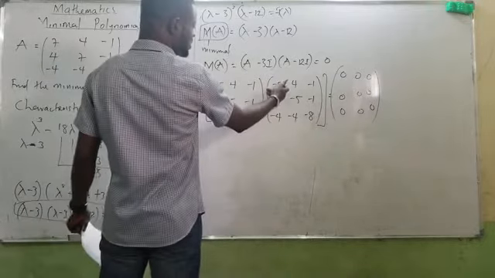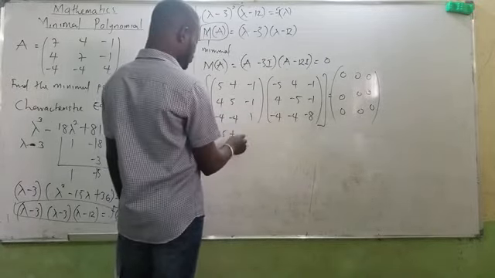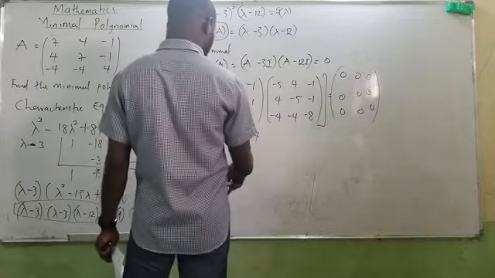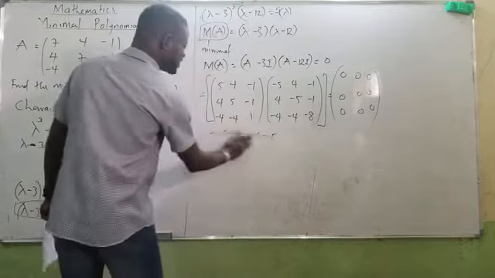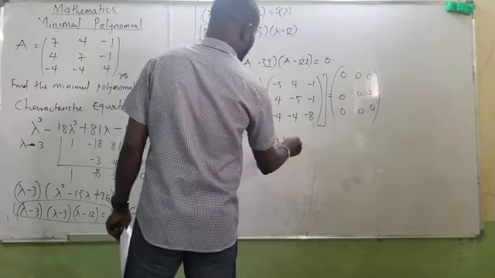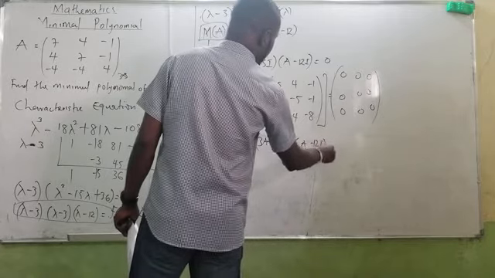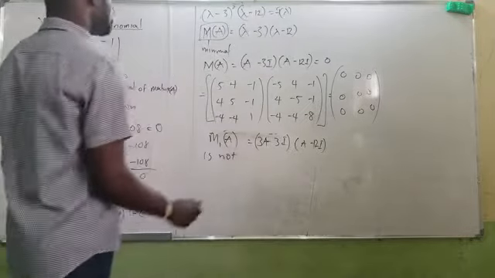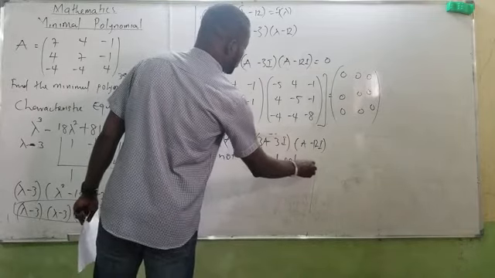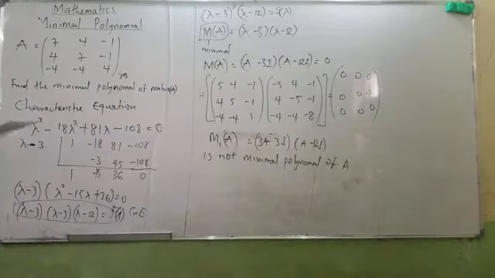I have 25, yes. I have 25. And plus, minus 25, which is plus 16, plus 4. Is it equal to, this will never be equal to 0, which will be 5. Now, it means if that is the case, M1 of A, which is equal to A minus 3I times A minus 12I, is not the minimal polynomial of A. That is what I'm trying to explain there.